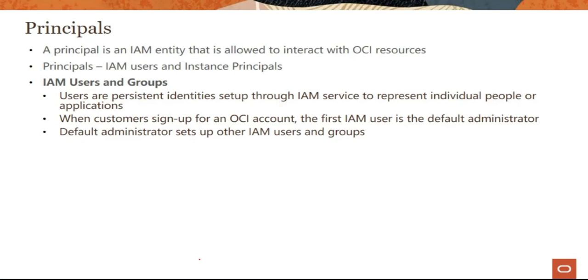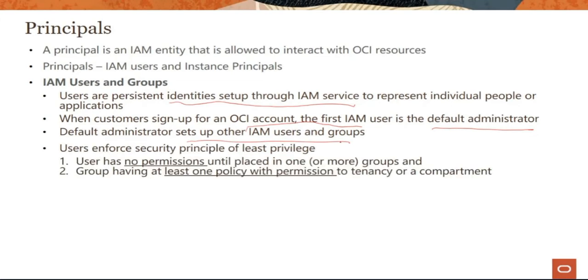Now users are persistent identities which you set up through this service to represent individual people, or they can be applications as well. When you sign up for an OCI account, the first IAM user is the default administrator, and the default administrator sets up other IAM users and also groups. Seems very logical. Now there is this security principle of least privilege enforced for users. What does that mean? It means two things. Number one, users have no permission until they are placed in a group. It can be one group, or the same user can appear in multiple groups.